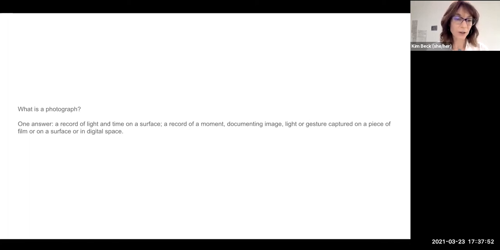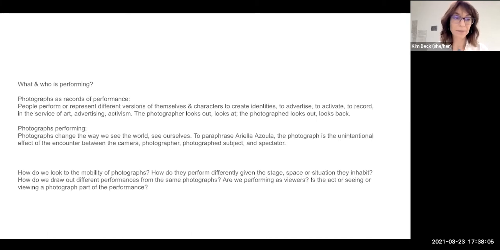One answer is that a photograph is a record of light and time on a surface, a record of a moment. This is documenting an image, light, or gesture captured on a piece of film, on a surface, or in a digital space. And then the second part is performing. So who and what is or are performing? So photographs as records of performance. One way to think about this: people perform or represent different versions of themselves and characters to create identities, to advertise, to activate, to record in the service of art, of activism and advertising. The photographer looks out and looks at, and the photograph looks out and looks back.